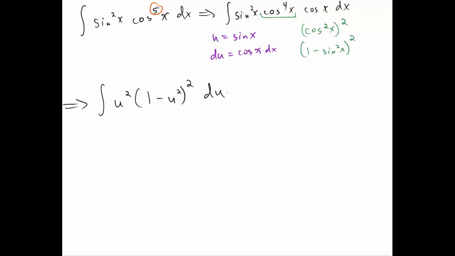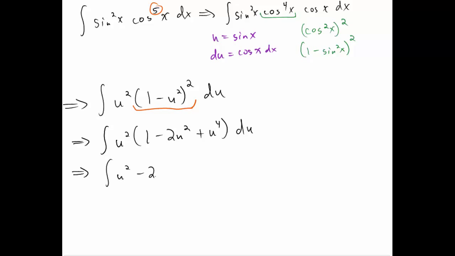And so now we have the integral in a completely algebraic form. And we have to be careful here. That (1 minus u squared) squared, that's where I would expect an error, possibly. So then this becomes the integral of u squared times (1 minus 2u squared plus u to the fourth) du. And so then that's u squared minus 2u to the fourth plus u to the sixth du.